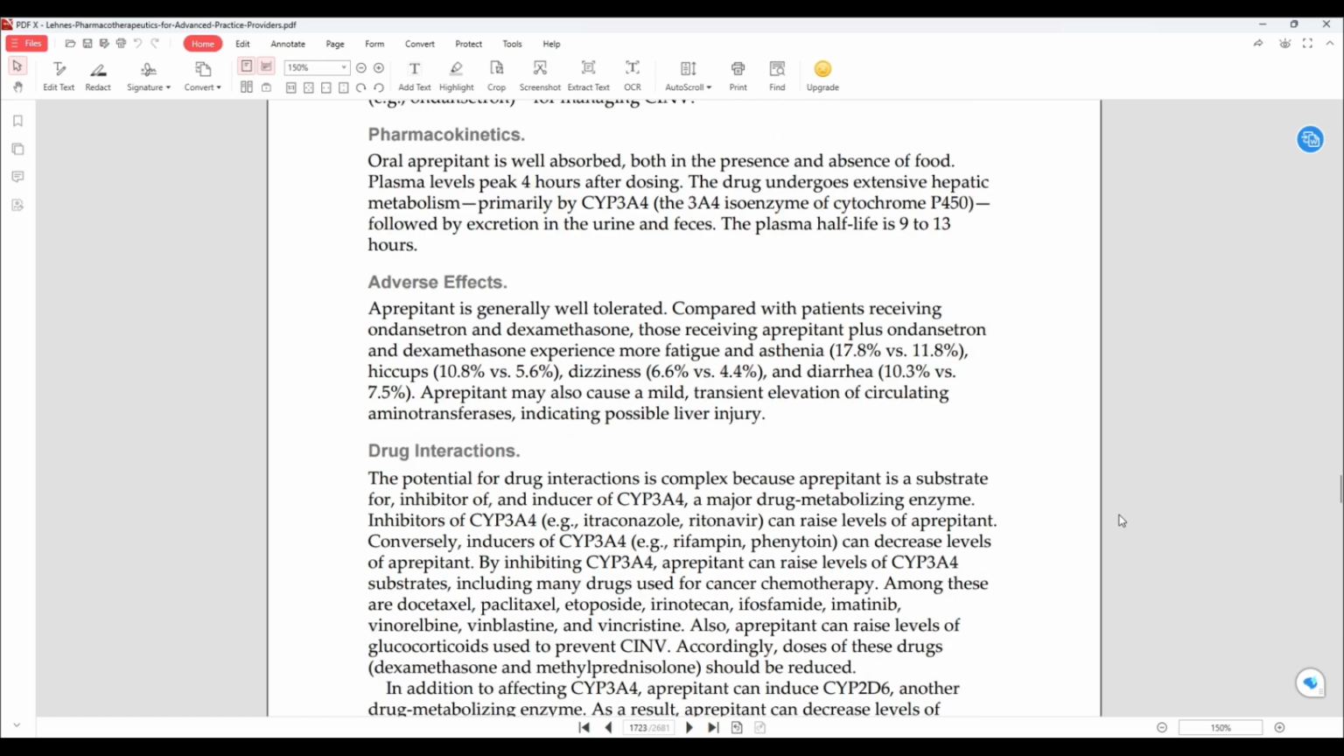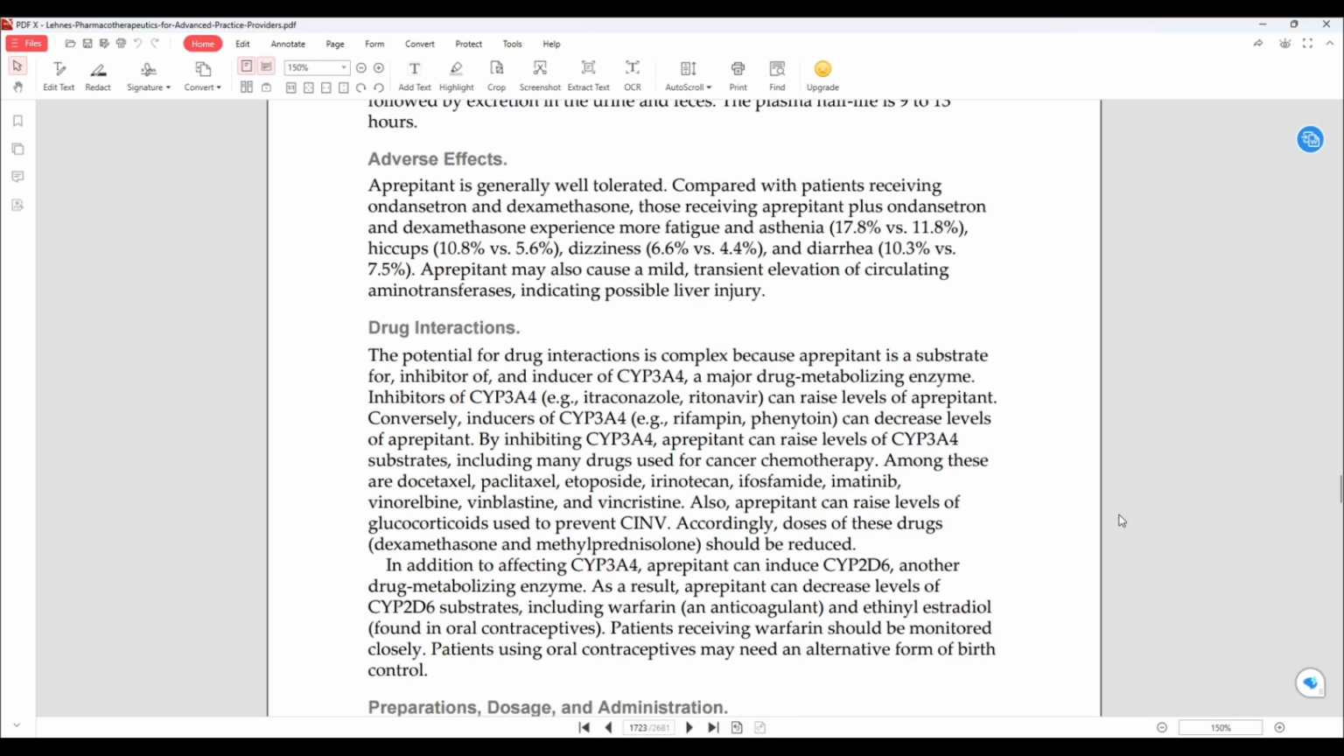Its pharmacokinetics. Oral aprepitant is well absorbed both in the presence and absence of food. Plasma levels peak 4 hours after dosing. The drug undergoes extensive hepatic metabolism, primarily by the 3A4 isoenzyme of cytochrome P450, followed by excretion in the urine and feces. The plasma half-life is 9 to 13 hours.